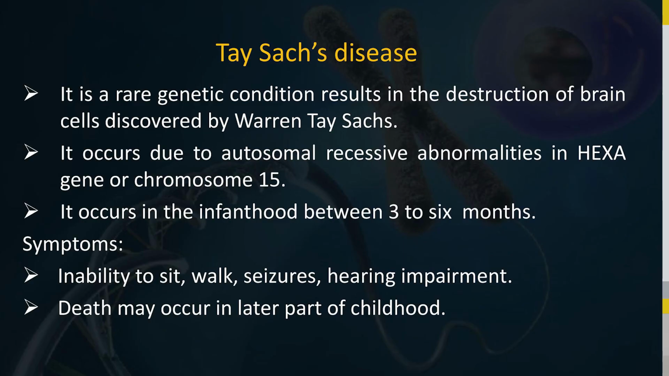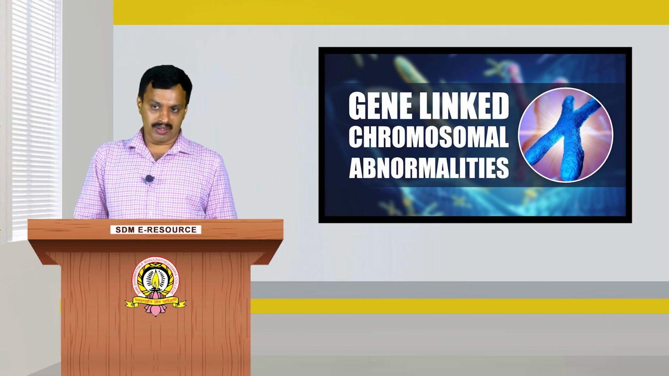Tay-Sachs disease is a rare genetic abnormality which occurs mainly due to an abnormality in the HEXA gene on the 15th chromosome, in the autosomal part. It is a condition which was discovered by Warren Tay and Sachs, so it is named after them, Tay-Sachs disease. It occurs in infancy and gradually progresses towards childhood and then the next life stages.